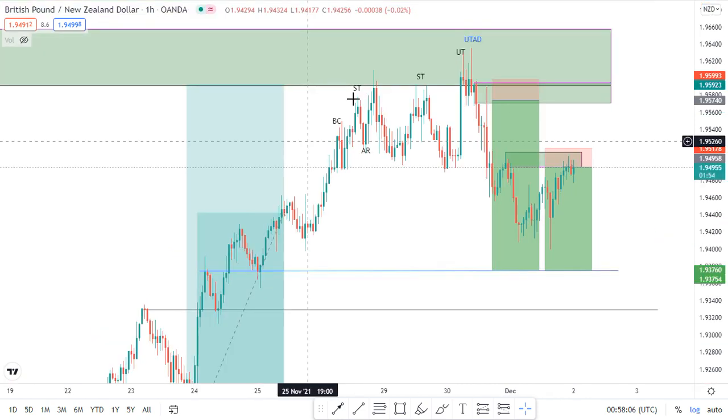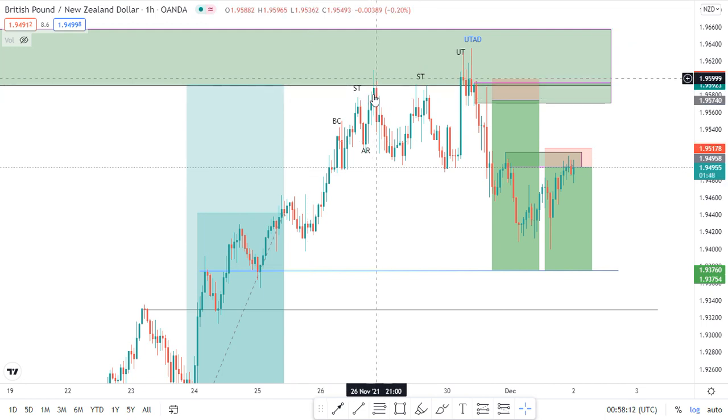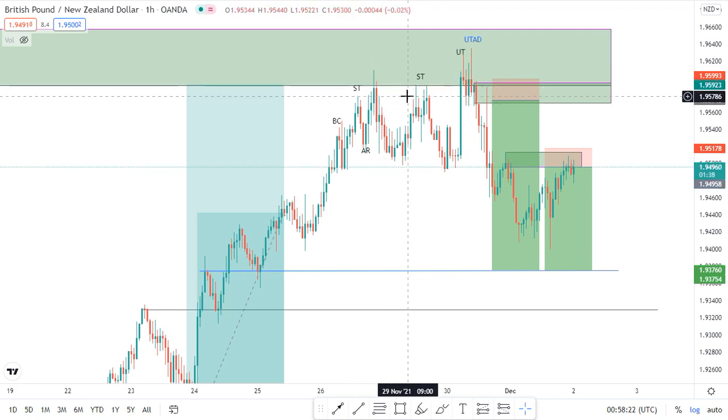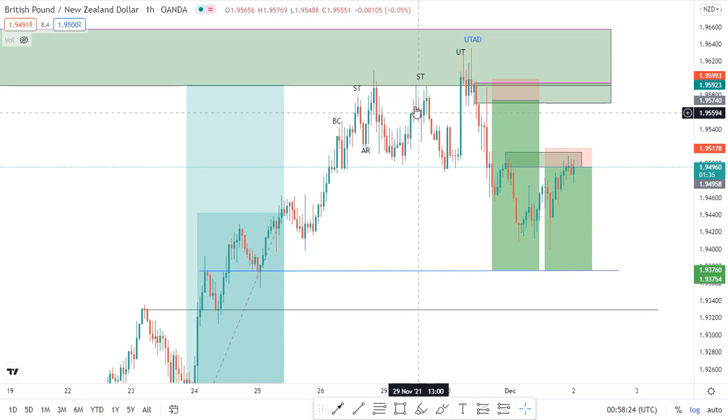Then the market hit the 4 hour order block for the first time. I think this happened around 8 or 9. I was not on the chart. When I came back to the charts the next day, I found the market here.